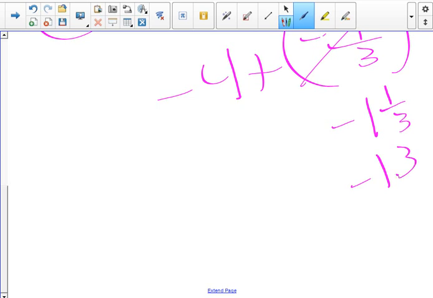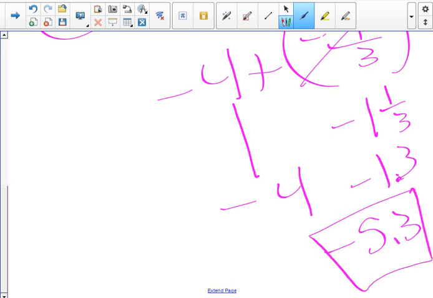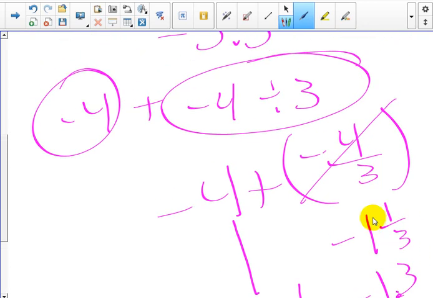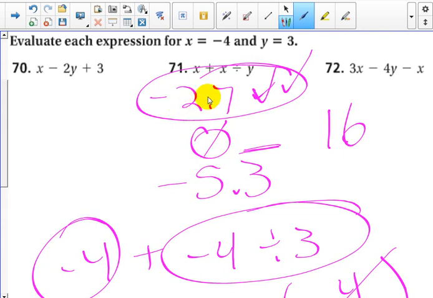All right? Now let's go ahead and just carry down our negative 4 there. So now we have negative 4 plus negative 1.3. So that's going to be a negative 5.3. So that is your answer. The ones that got the 2.7, I think you added negative 4 and negative 4 first, then divided by 3.